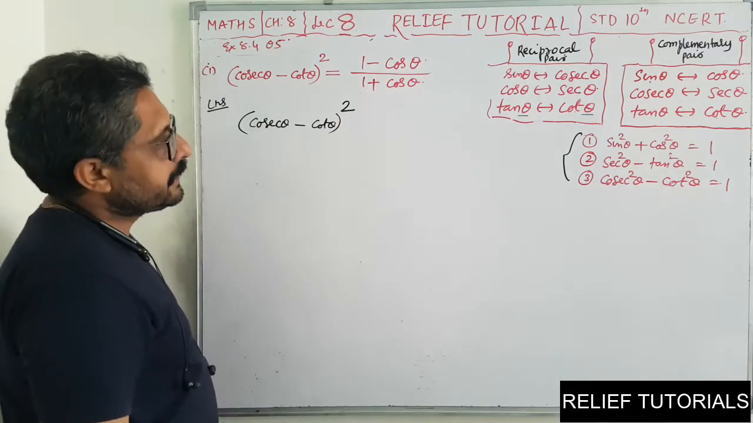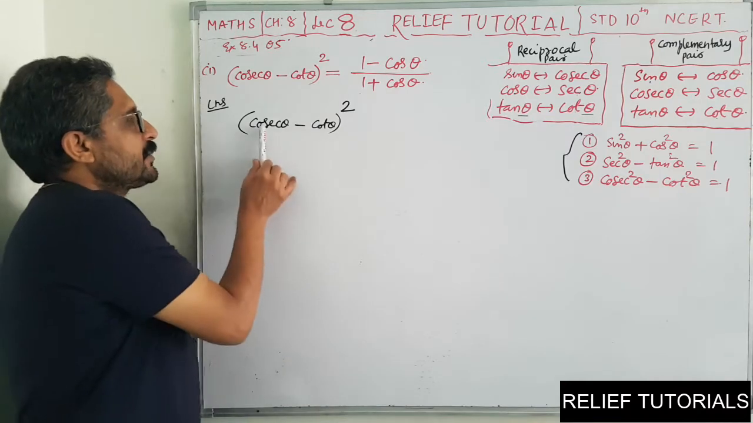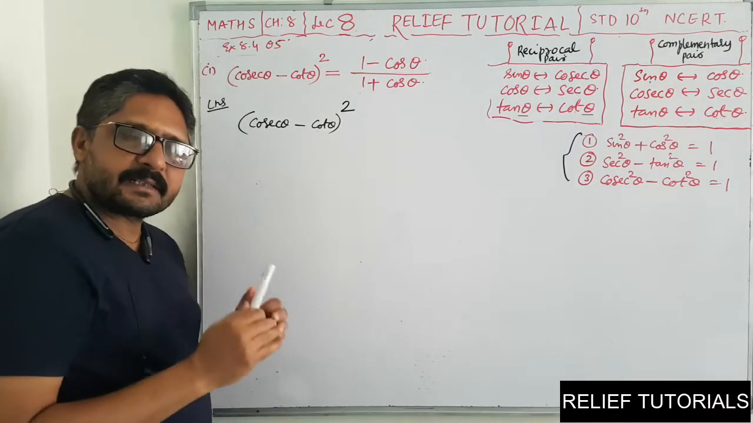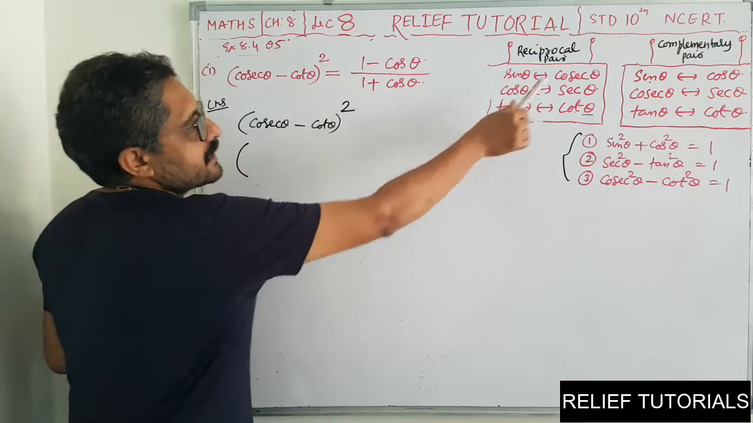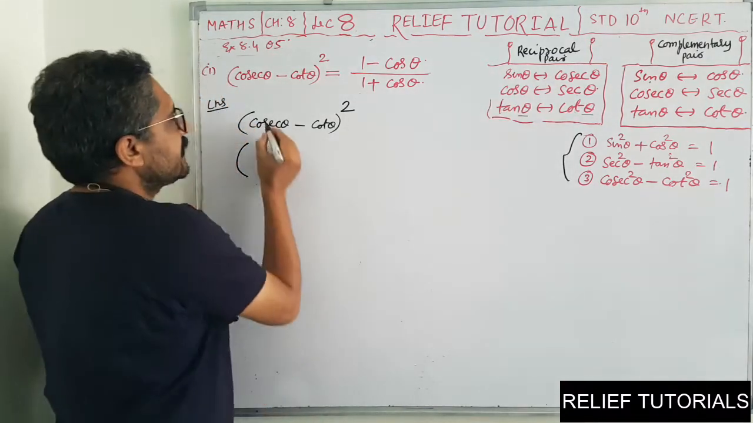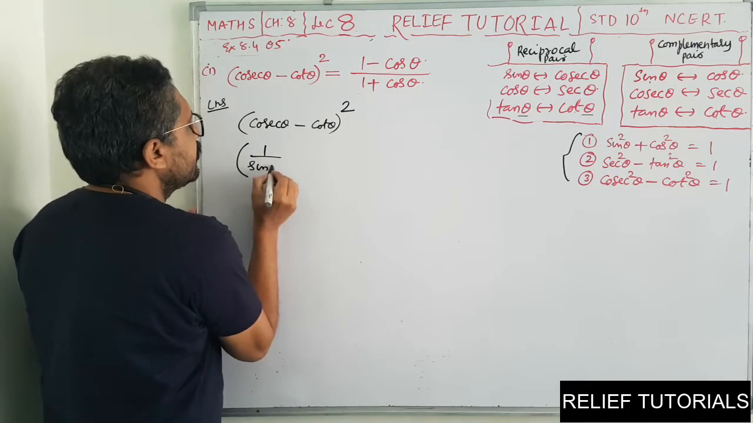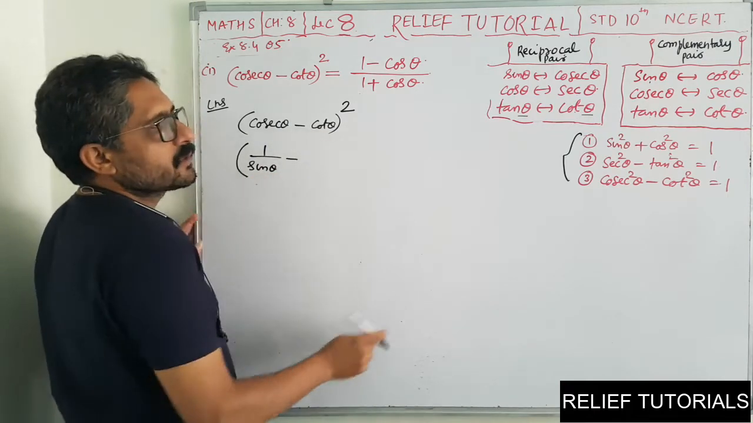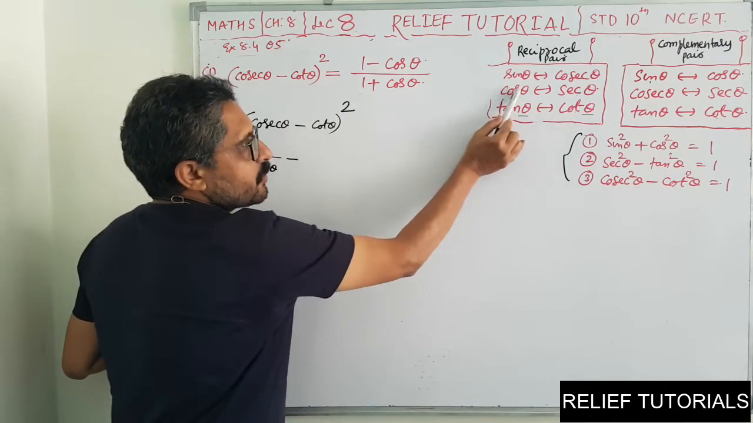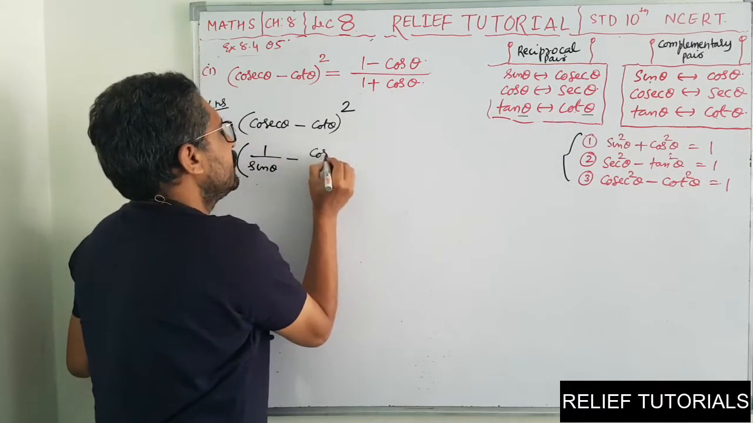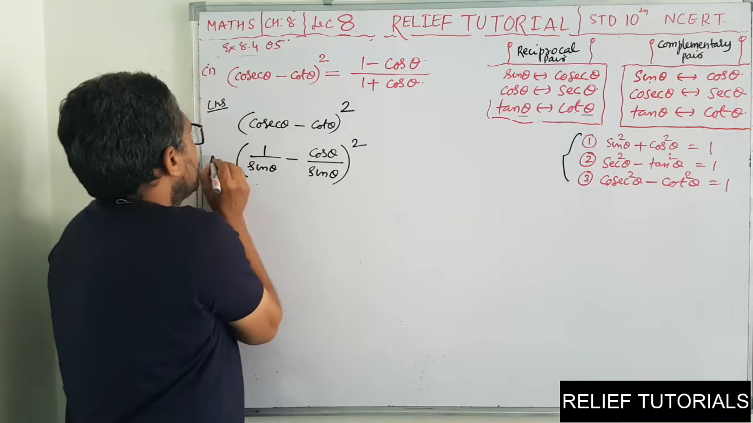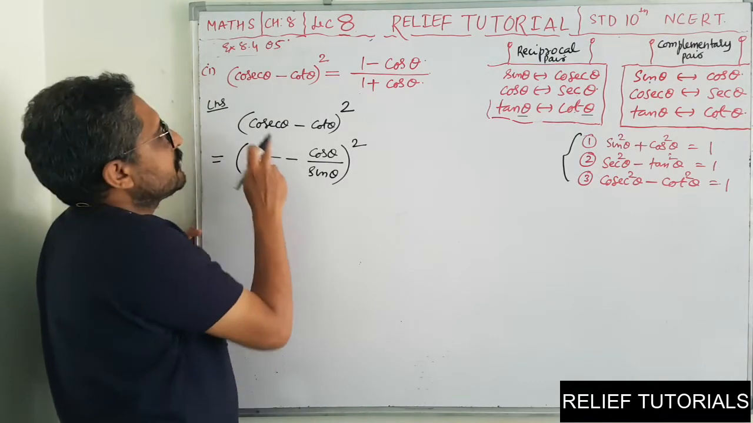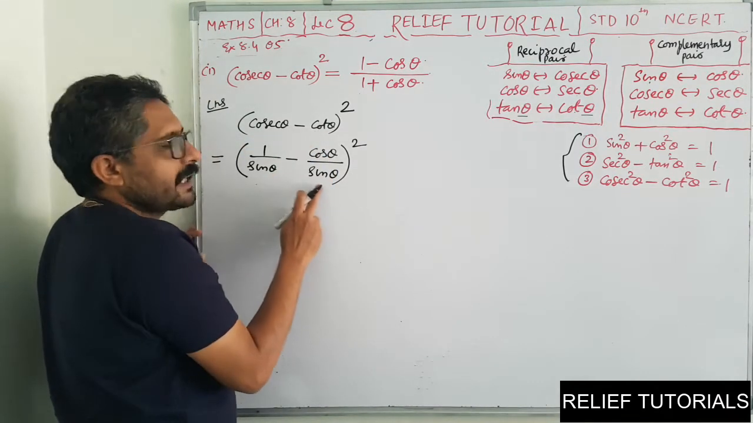I told you in the previous lecture, when your ratios are cosec and cot, please convert them into sine and cos. Cosec theta is the reciprocal of sine theta, so cosec theta is 1 upon sine theta, minus cot theta, which is cos theta upon sine theta, the whole square. In this step we have converted the given ratios into sine and cos.